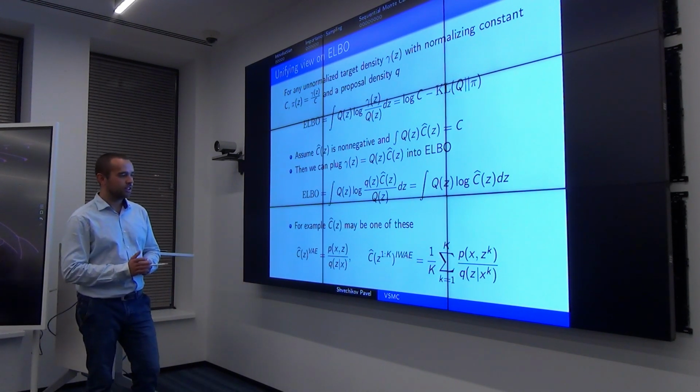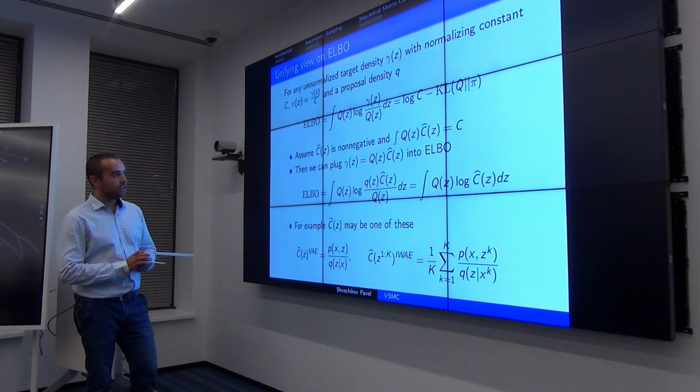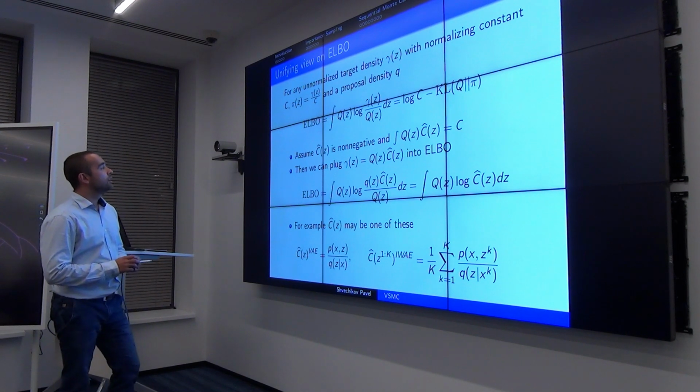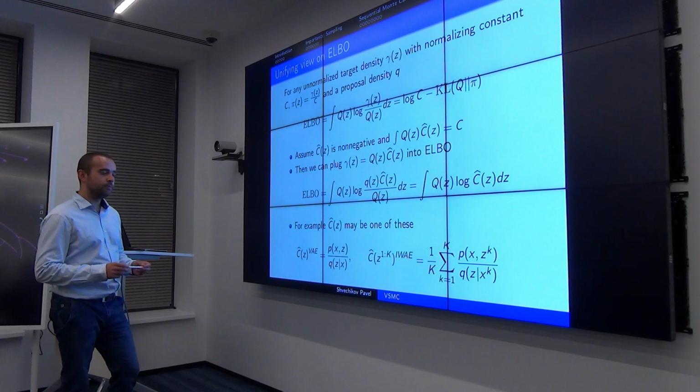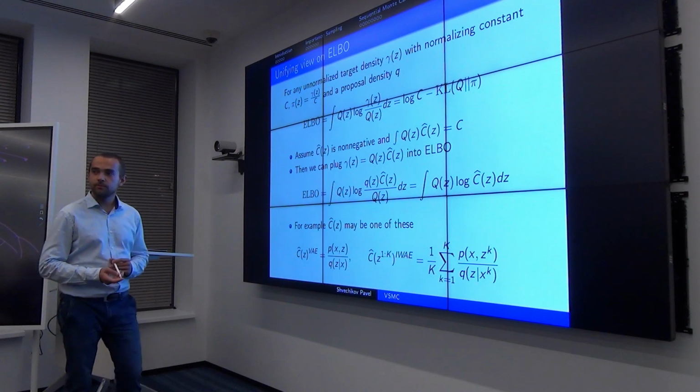Why is the normalization constant the same? Because this is the normalization constant for P of Z given X, P of Z in both cases. Yes, this is it. So this could be an answer to your question, Anton.